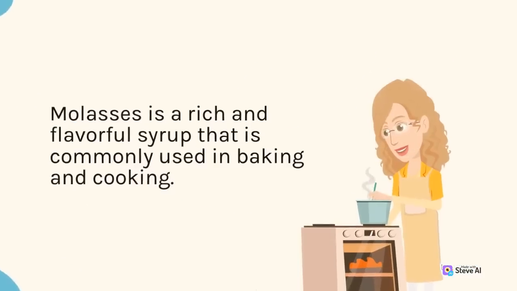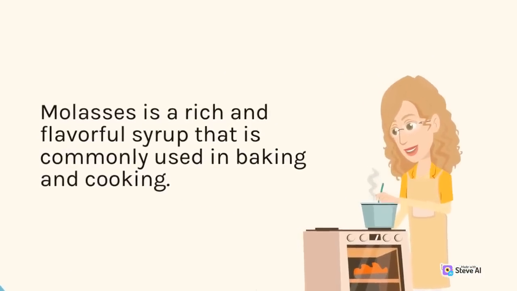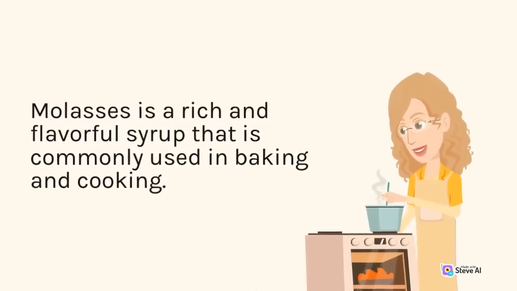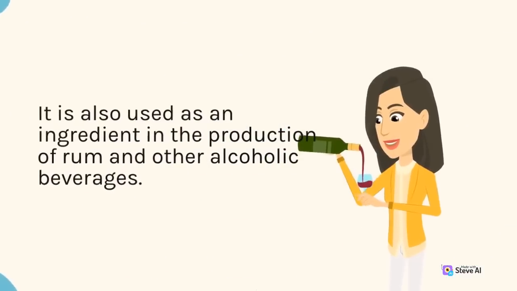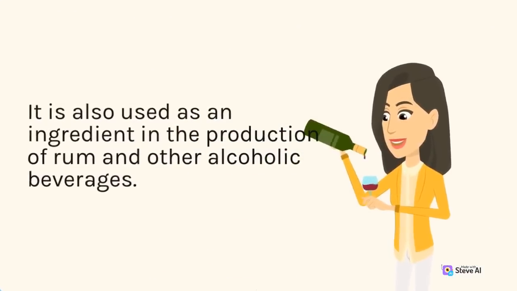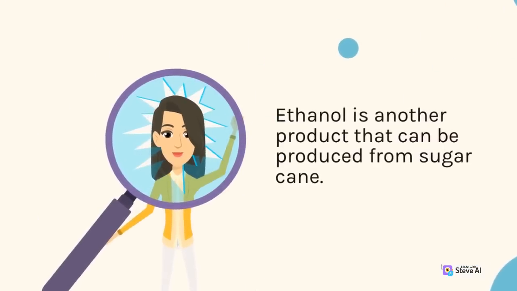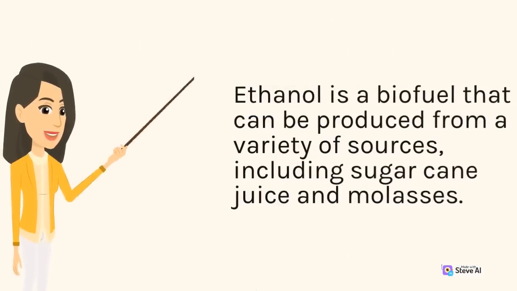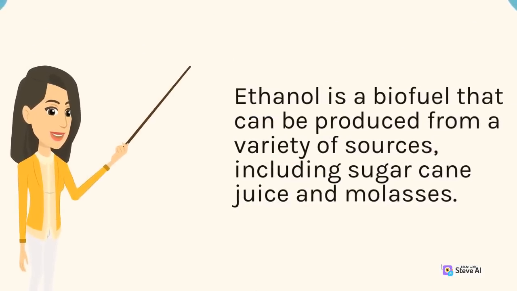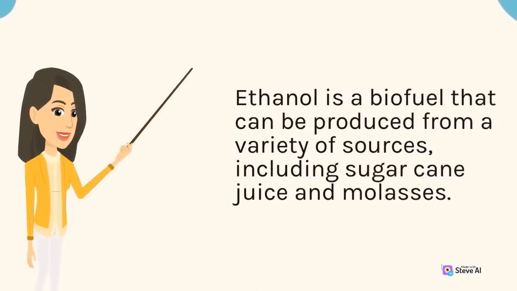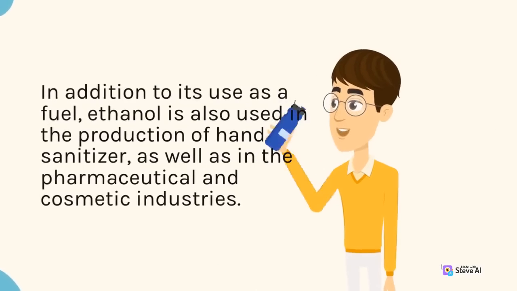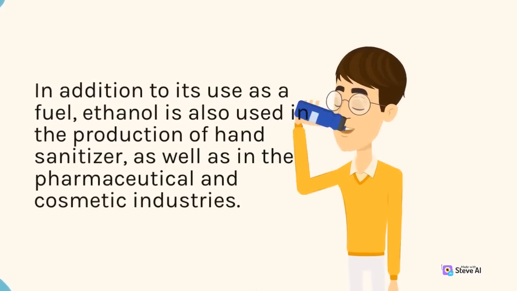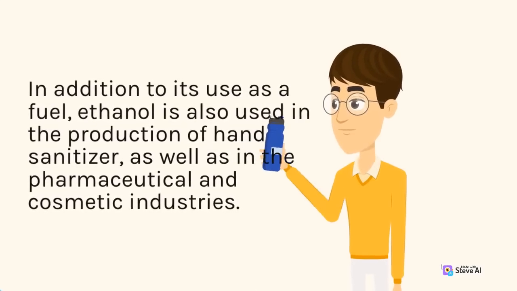Molasses is a rich and flavorful syrup that is commonly used in baking and cooking. It is also used as an ingredient in the production of rum and other alcoholic beverages. Ethanol is another product that can be produced from sugarcane. Ethanol is a biofuel that can be produced from a variety of sources, including sugarcane juice and molasses. In addition to its use as a fuel, ethanol is also used in the production of hand sanitizer, as well as in the pharmaceutical and cosmetic industries.